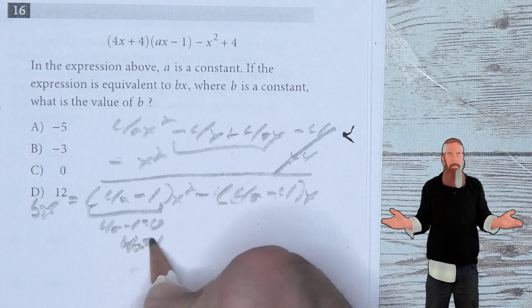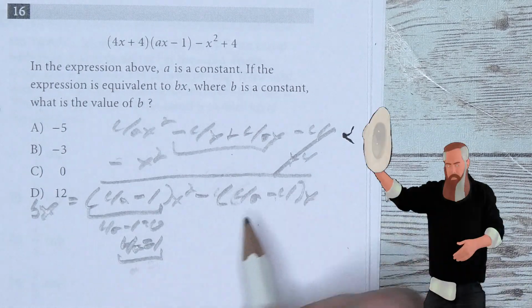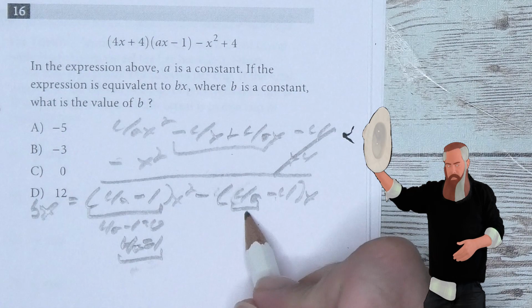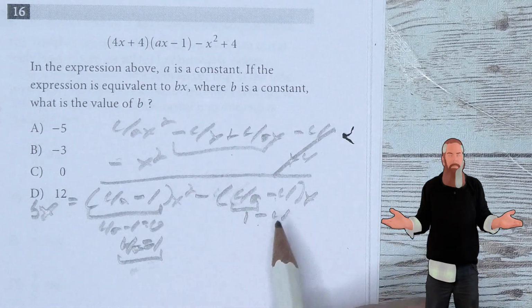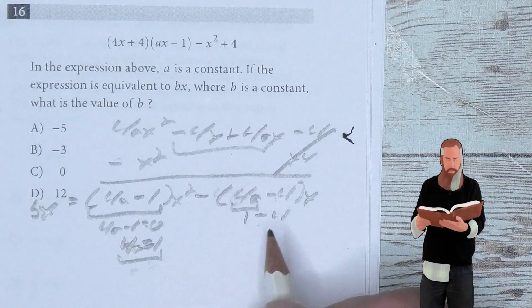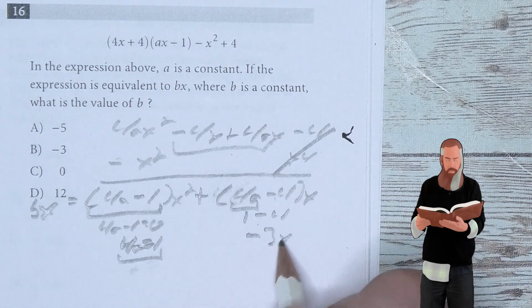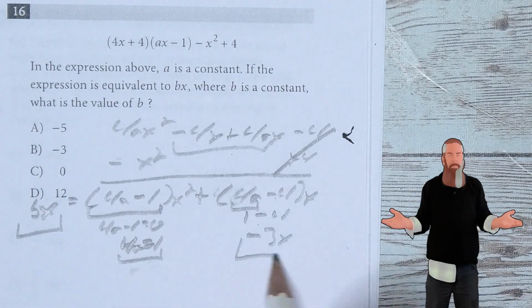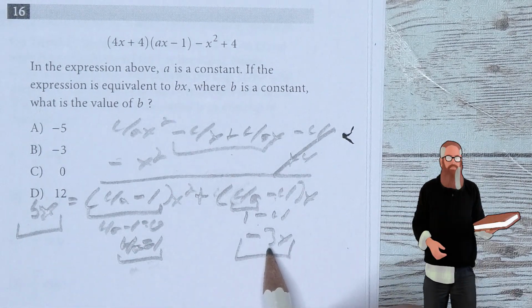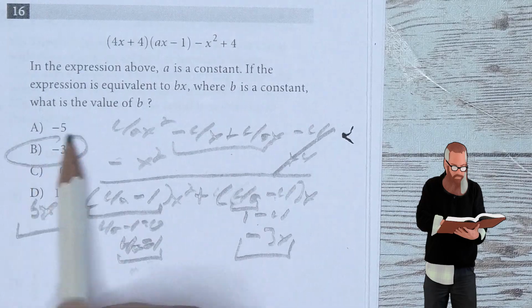So 4a is 1. And at this point, I have a little bit of a shortcut because I have a 4a here, which means I'm dealing with a 1 minus 4. Now, 1 minus 4 means that what I'm looking at is a negative 3x. Remember, we're looking at bx, so the number in front of x. And here we have it when negative 3 happens. So B is the answer.